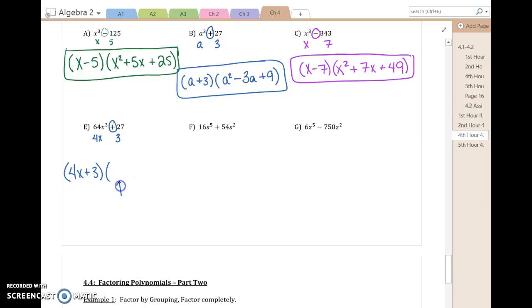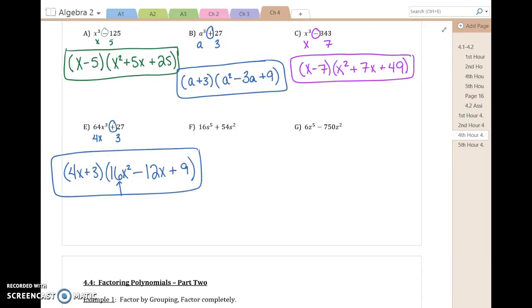This next term is the most commonly missed problem. If we square 4x, we aren't just going to tack a square on it. We have to do 4x times 4x. What is 4x times 4x? 16x squared. Then we're going to use minus because we used plus in the first set of parentheses. Multiply these two things together. 4x times 3 is 12x. And then square 3, 9. Done.